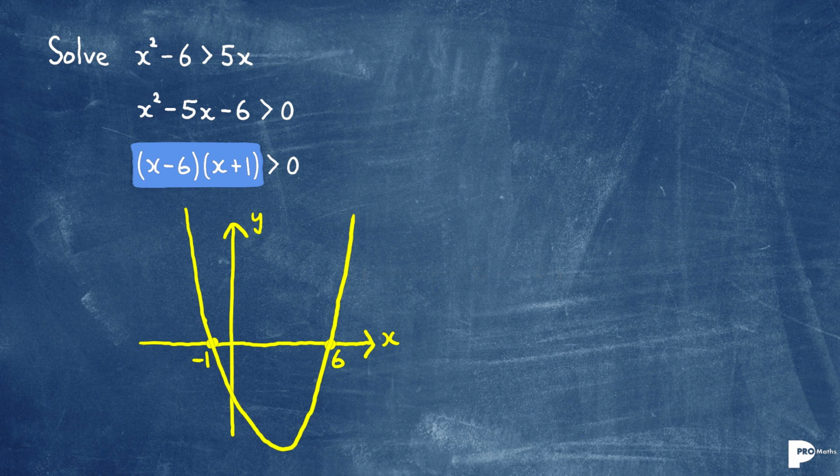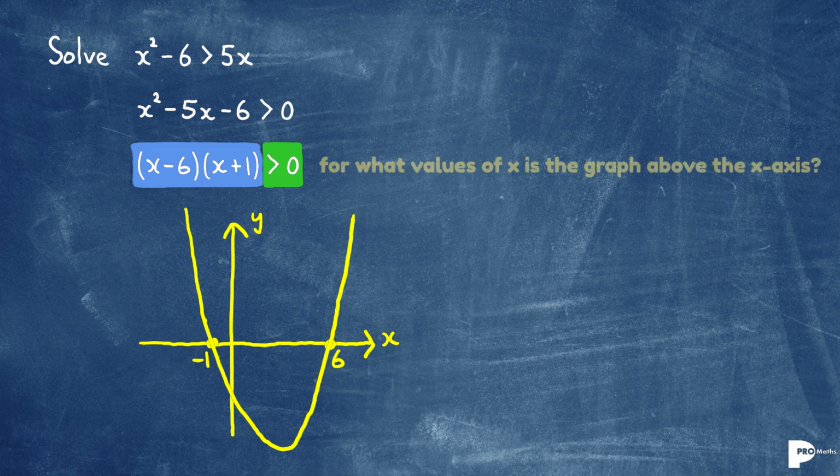Now, you want the expression x take 6 times x plus 1 to be greater than 0. Greater than 0, graphically, means above the x-axis, because the x-axis represents y equals 0. So find all the sections of your graph that are above the x-axis.